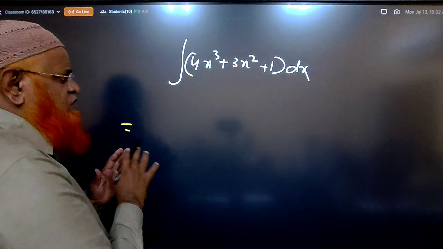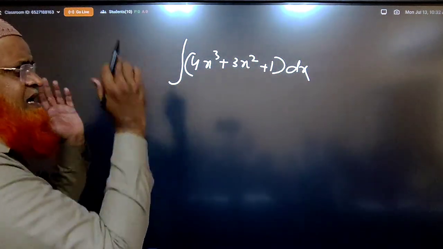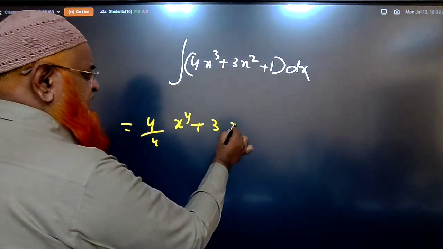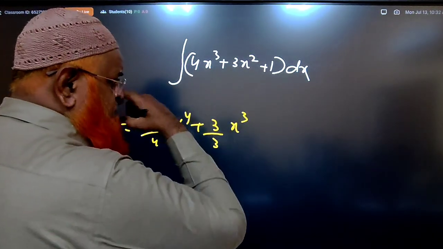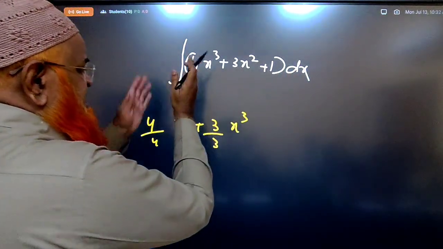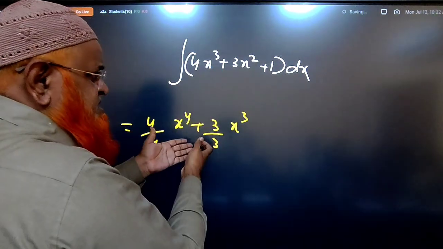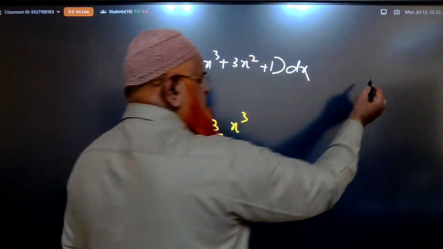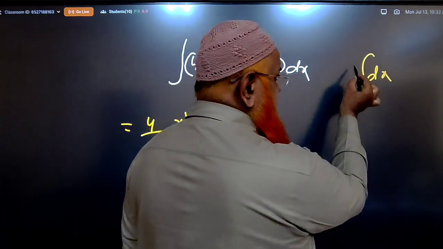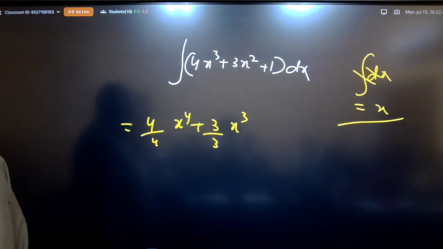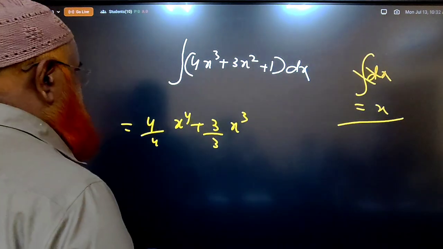Now I will not write every symbol step. Directly I'll write now. This is going to be 4 x power 4 by 4 plus 3 x cube by 3, and the integration of only dx is left. See, I didn't split here, I directly wrote 4x cube dx, this is 3x square dx, and only dx is left here. You should remember that for the integration of just dx, integration and differentiation get cancelled, only x is left. Understood? Only x is left here. Hope you understood what I am saying. That's it, so this is the final one.